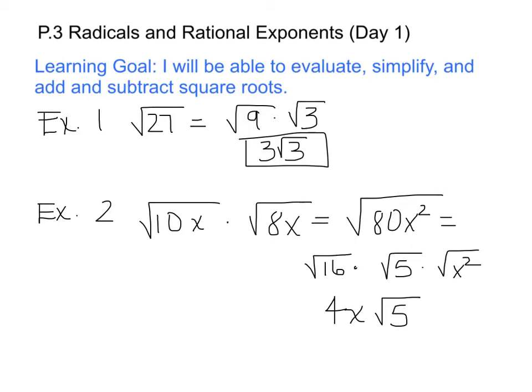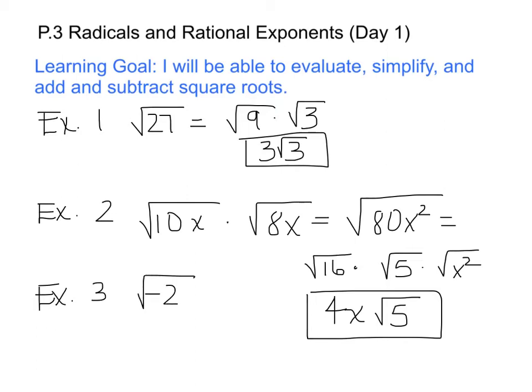And we can do that because we're assuming that the variables are non-negative real numbers. Because if they ask you to square root a negative, like this, you cannot get a real number. So if they say, indicate if it's not a real number, you'll just say, not a real number. Okay?